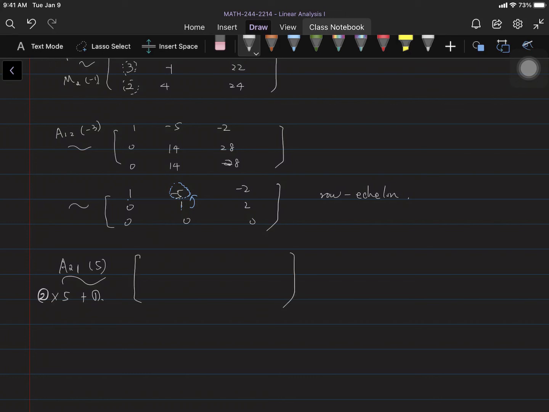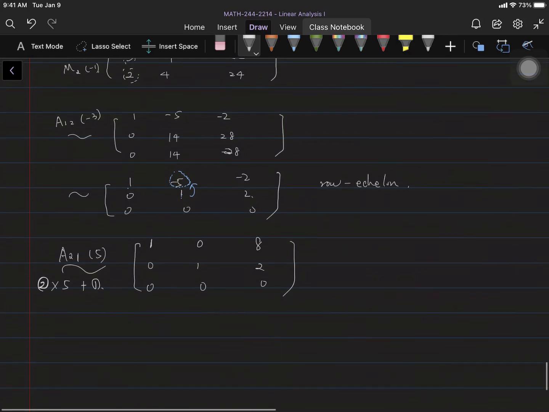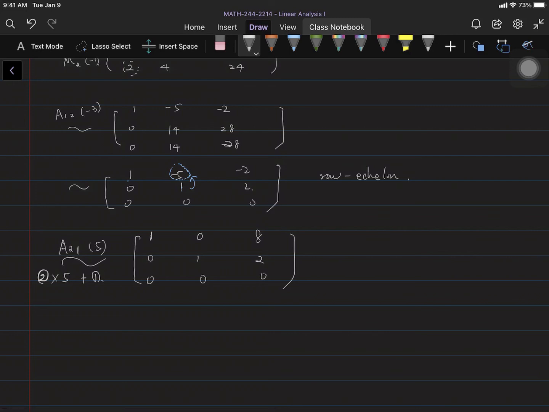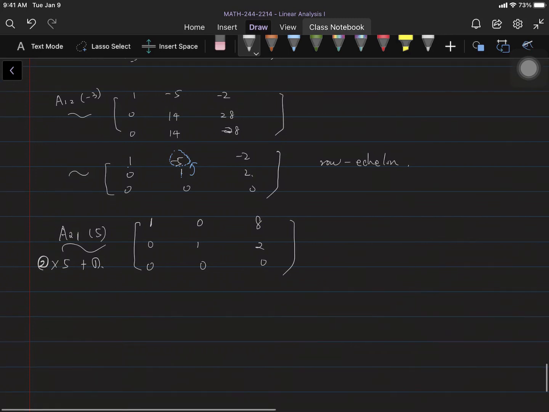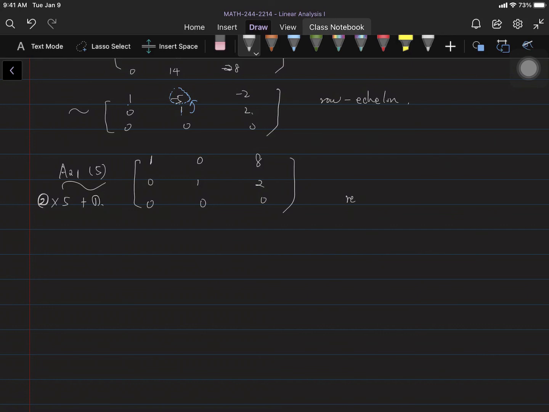Let's write it down. Row 2 keeps the same, and row 3 is zeros so it definitely doesn't change. Row 1 becomes, because they are all zeros, they don't change the number 1. Still 1 there. 1 times 5 there will be 0. And the number 2 times 5 is 10, 10 minus that, 8. So you can see this is the reduced row echelon form.